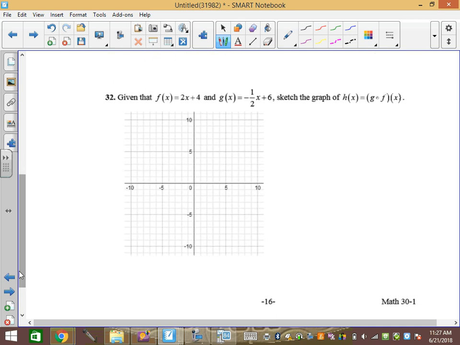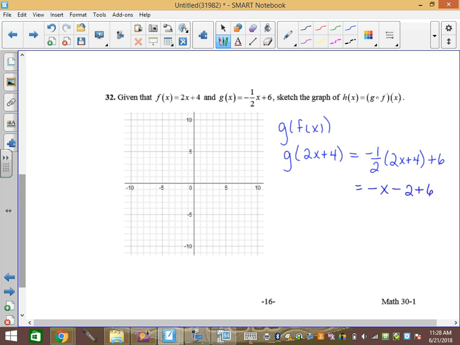And then our last one. So we have sketch the graph of g of f of x. Okay, so we're going to do g of f of x. f of x is 2x plus 4. I'm going to fill it into g. So I'm going to get negative 1/2 times 2x plus 4 plus 6. So I get negative x minus 2 plus 6, which equals negative x plus 4. And then I just graph that.